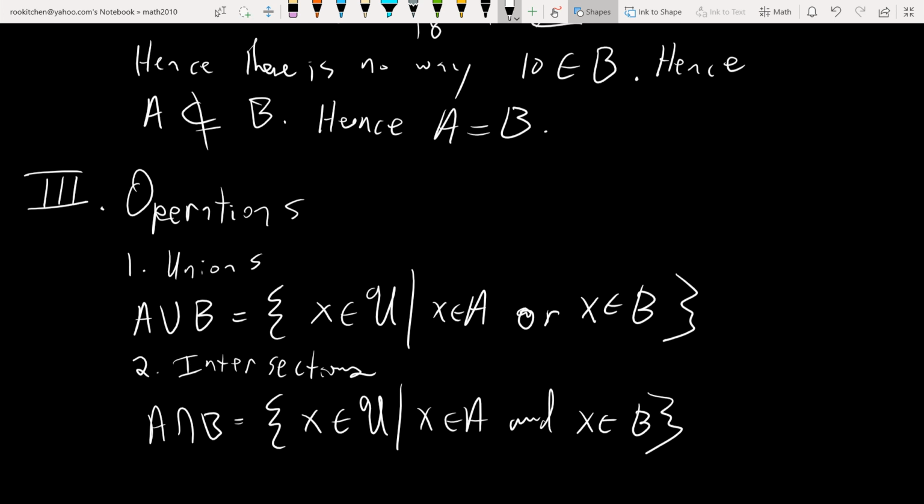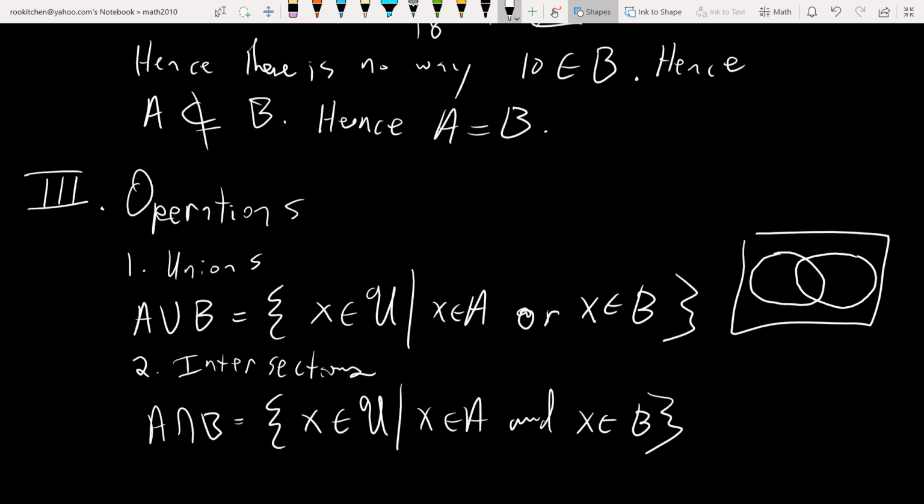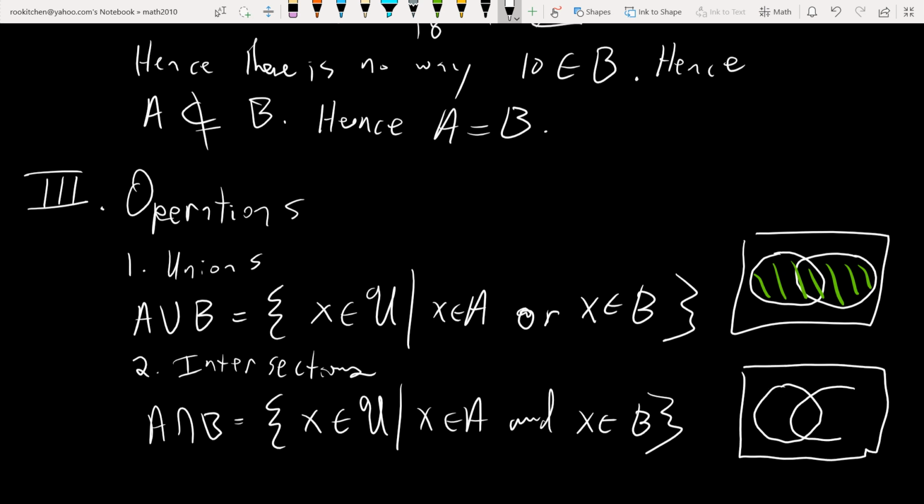I guess we could show the Venn diagrams. I don't want you using them though. If you're doing a proof, please don't do a Venn diagram proof. They're all going to laugh at you. A or B is basically everything, right? Then A intersect B, I already showed that to you above. That's just the stuff that's common to both.